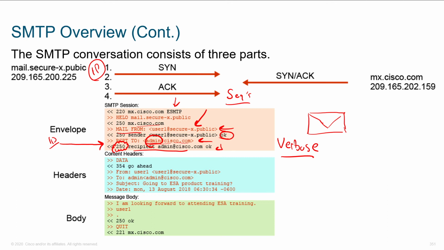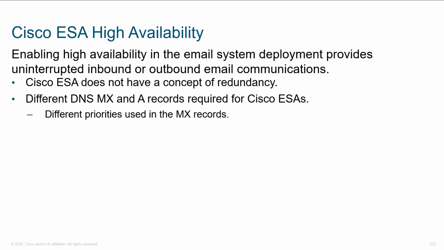Assuming that these are valid users, we continue and we bring in the headers. Again, we see from, to, subject, date, etc. And then the body is the actual email itself. This is the content. When it's done, again, you see some of the error codes. And that's just a little bit of a closer look at what's happening under the hood with your email.